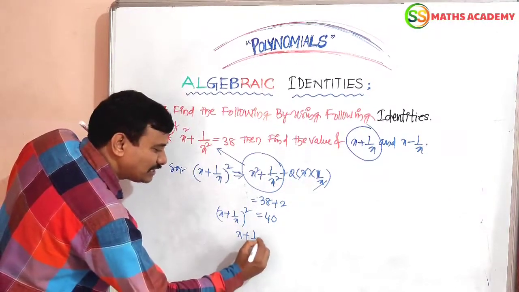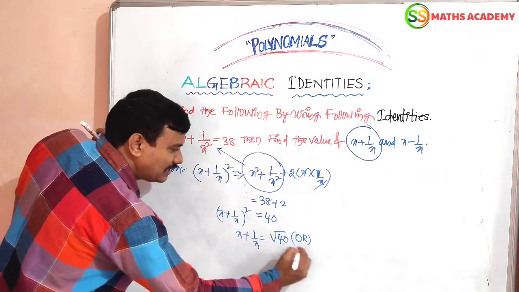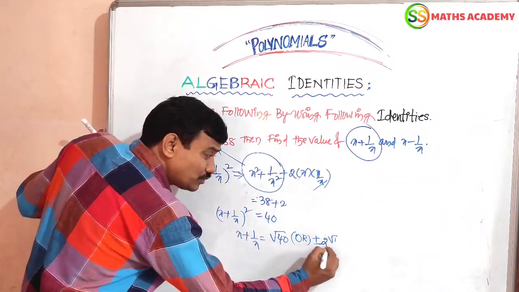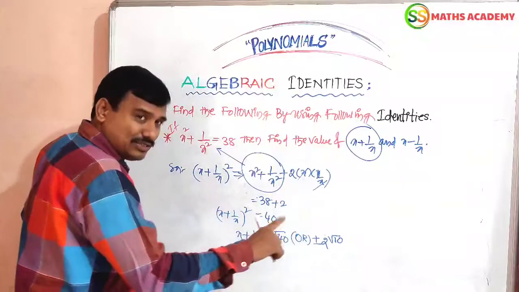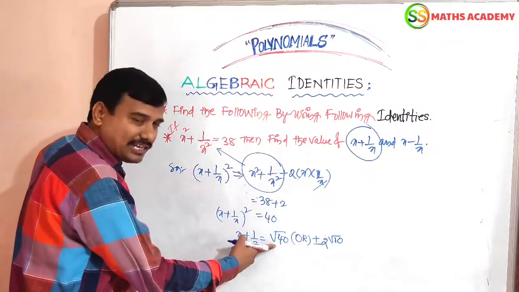Now x plus 1 by x whole square equals 40. x plus 1 by x equals root of 40. Square root of 40. Sometimes we have to write plus or minus root 40, which is 2 root 10, because 4 times 10 is 40. Right? Root 40 is the answer.